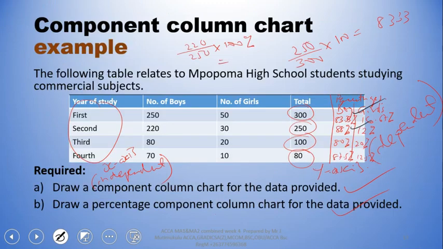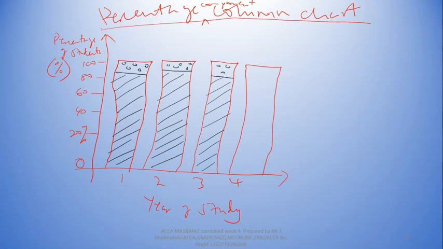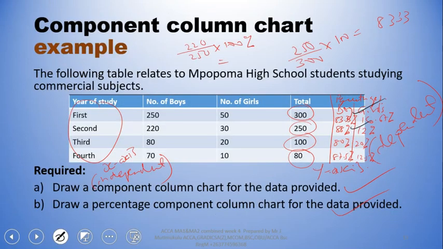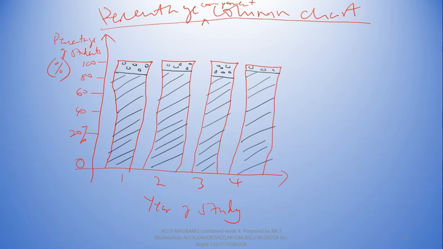In year 3, 80% versus 20%. In the fourth year, that's 87.5% versus 12.5%. That's how the information is presented.